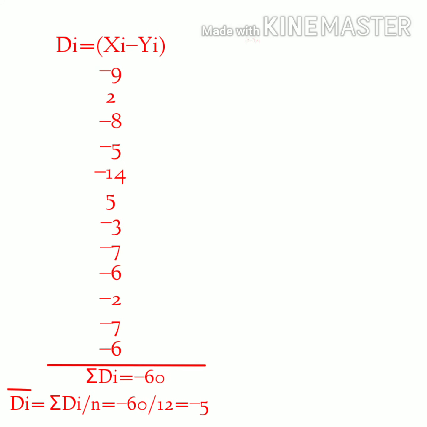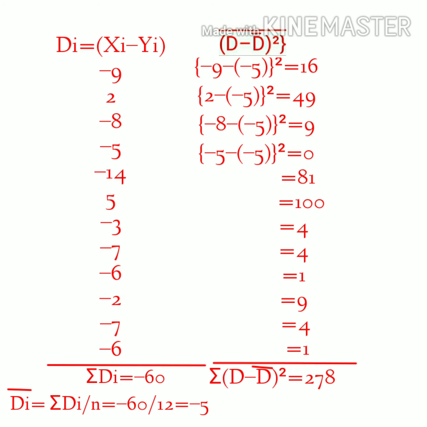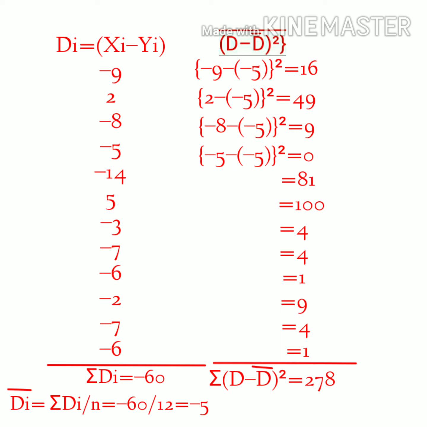Now in the next column you will have to calculate d minus d bar whole square. So you know the value of d bar equals minus 5. To get d minus d bar whole square, we just put the value of d bar in every row. So in the first row we have seen the value of d equal to minus 9, minus 5, where minus 5 is the value of d bar. So minus 9 minus 5 will be minus 4. So minus 4 whole square will be 16.